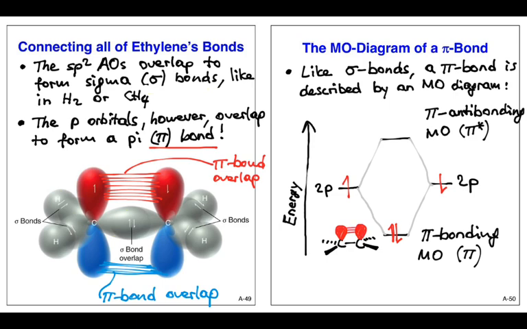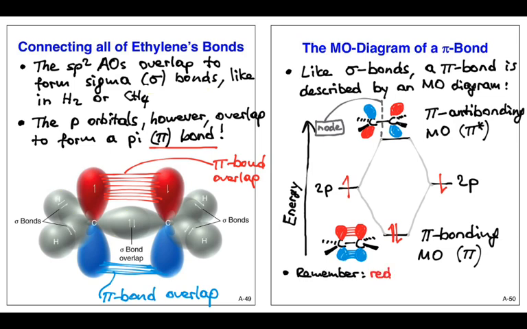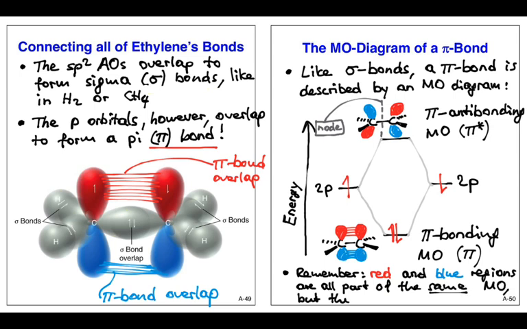Okay, the geometry of the pi and the pi star orbitals: for the pi orbital you get constructive overlap, constructive interference, and like in the H2 case, for the pi star orbital you get destructive interference, where the signs of the orbitals are flipped with a node in between. So remember, red and blue regions are of the same molecular orbital but of opposite sign.